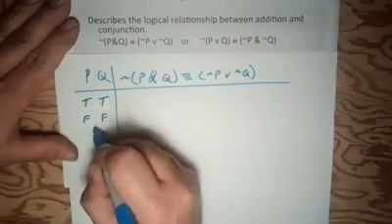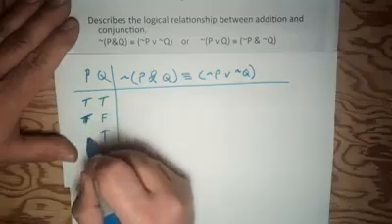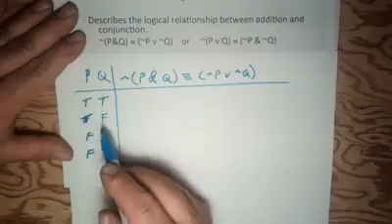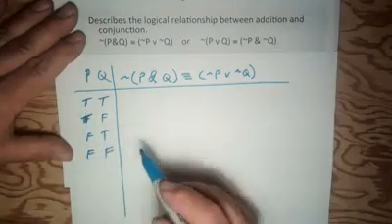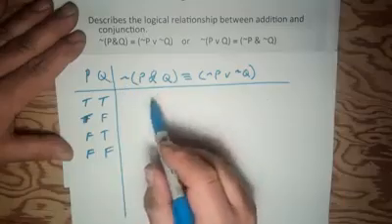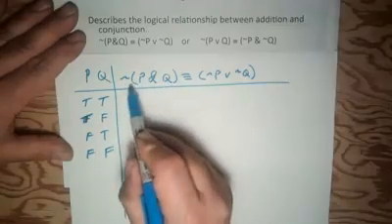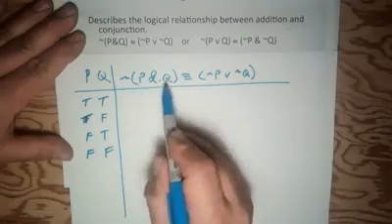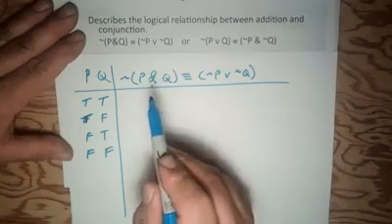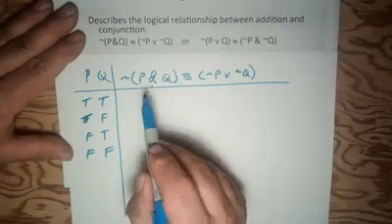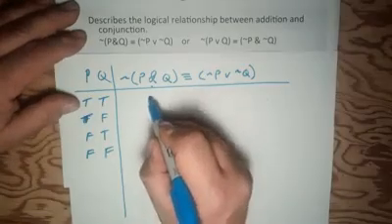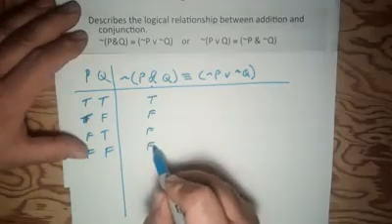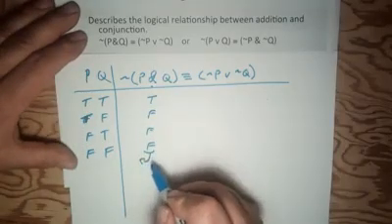It's a 4-line table because it has two logical variables. So true, false, double true, double false. So under this little bunch of squiggles here, we want to make sure we do the squiggles in the right order. Now, inside the brackets comes first. So where's P and Q? So that's going to be true, false, false, false. And then we do the negative.